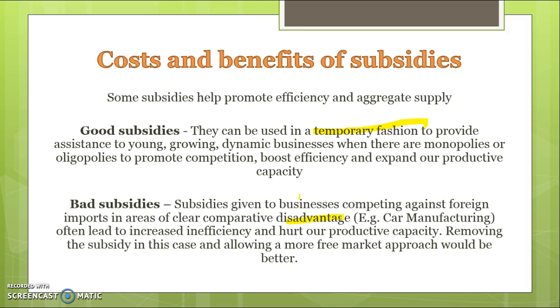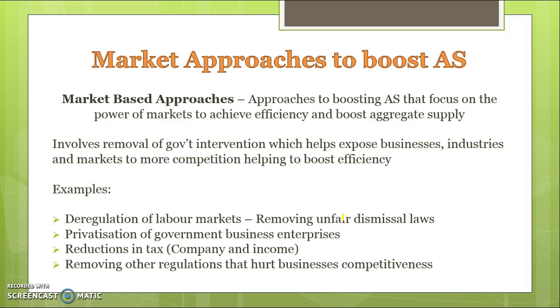So removing the subsidy in this case would improve our aggregate supply potential in the long term because we get exposed to competition and we need to be more efficient in order to survive. Just be mindful that with interventionist policies, there are good and bad interventionist policies. We'll talk about market approaches to aggregate supply in the next video.